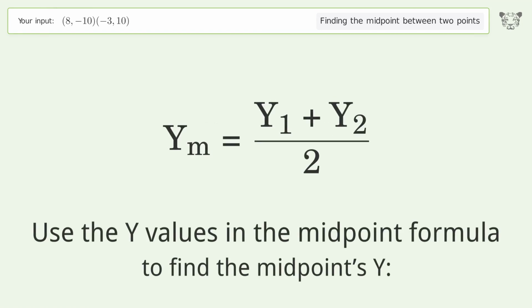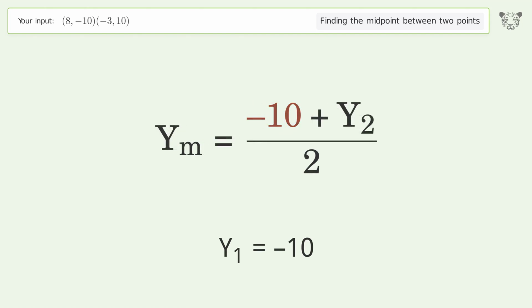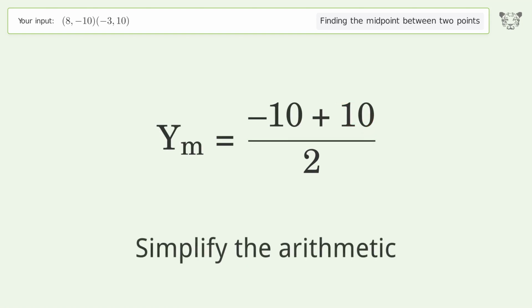Use the y values in the midpoint formula to find the midpoint's y. y1 equals -10. y2 equals 10. Simplify the arithmetic.